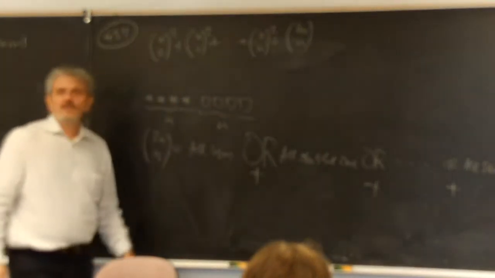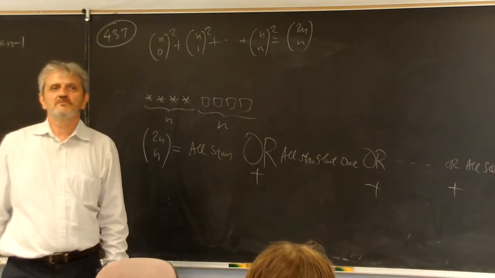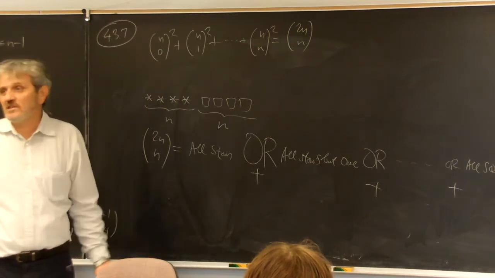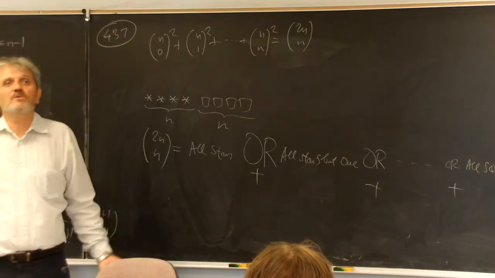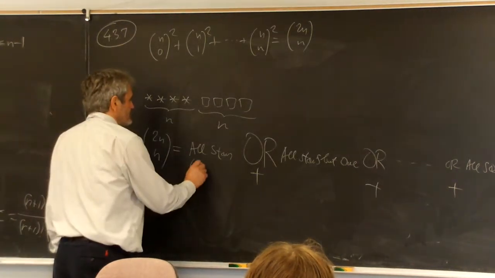All right. If I take all stars, in how many ways can I do that? How many stars do I have? N. How many do I need? All n. In how many ways can you choose n out of n? Only one. Choose n.